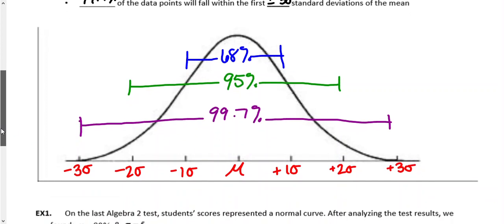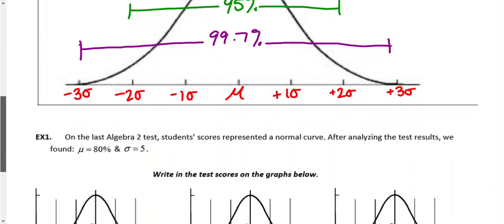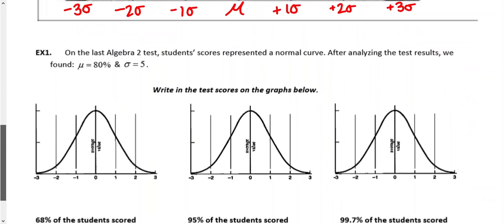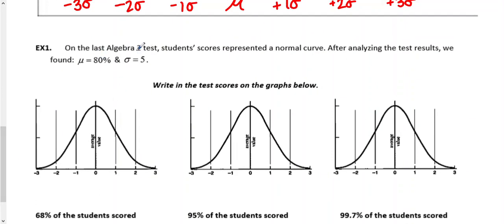So let's actually look at an example. With example 1, on the last Algebra 2 test, students' scores represented a normal curve. So that right there means I'm going to be using my 68, 95, 99.7. After analyzing the test results, we found that we have a mean of 80% and a standard deviation of 5.